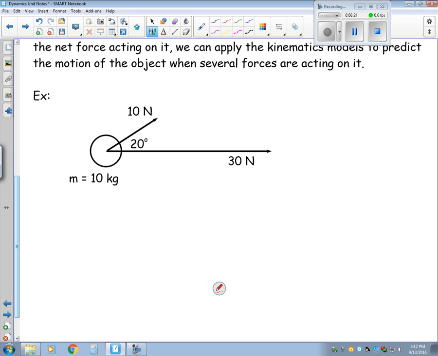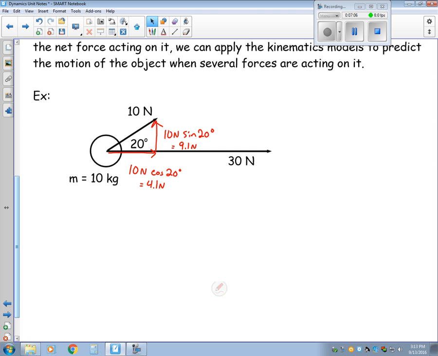The first thing we can do is take this 10 Newton force and decompose it into 2 forces that are perpendicular. So the vertical component would be 10 newtons times sine of 20 degrees, and the horizontal component would be 10 newtons times cosine. And this should look familiar. We did the same thing with projectile motion, except it was a velocity we were decomposing. Now it's a force. 10 times sine of 20 is 3.4, and 10 times cosine of 20 is 9.4.